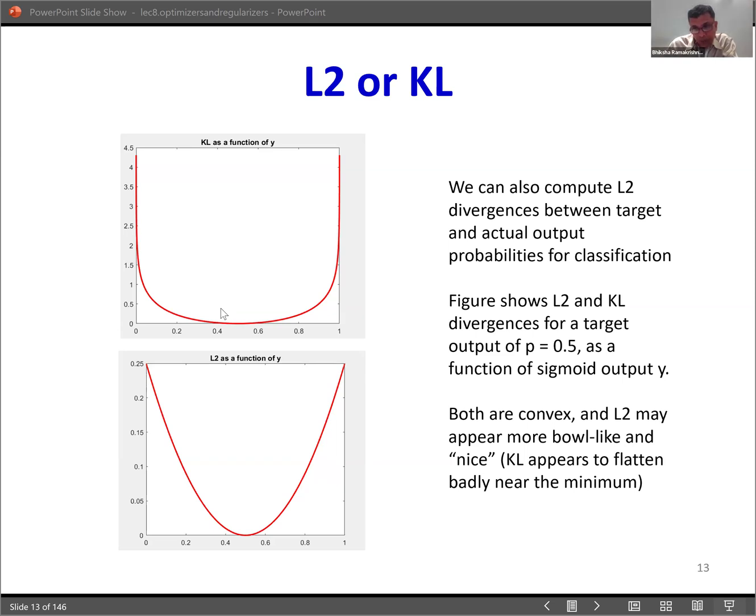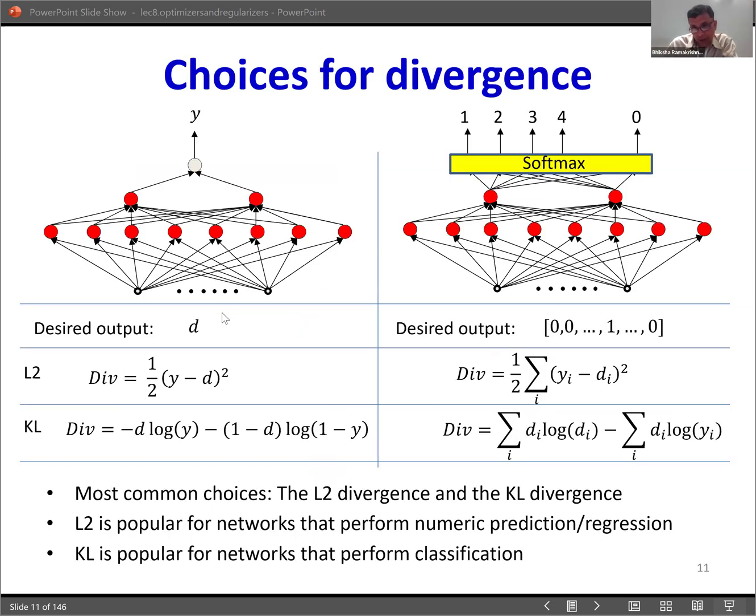L2 looks like the more appropriate one, right? You would be wrong. Why? Because you're looking at the derivative of the divergence with respect to the output of the network, which is the y's. But then take a step back. What is the derivative of the divergence with respect to the z's that go into the softmax?